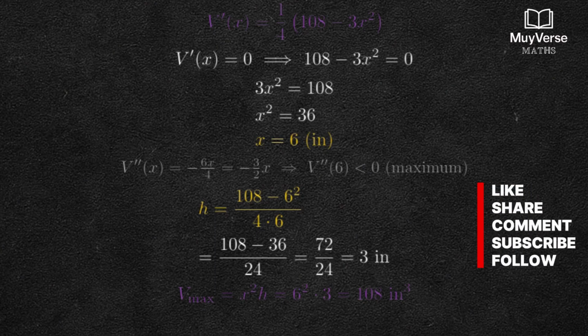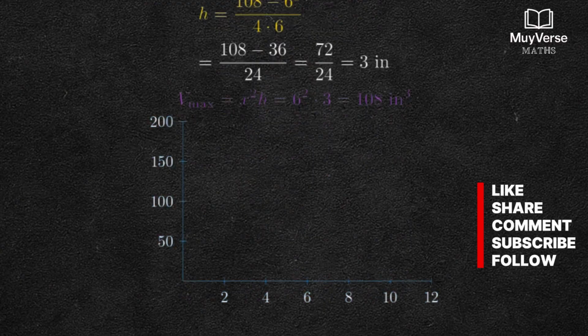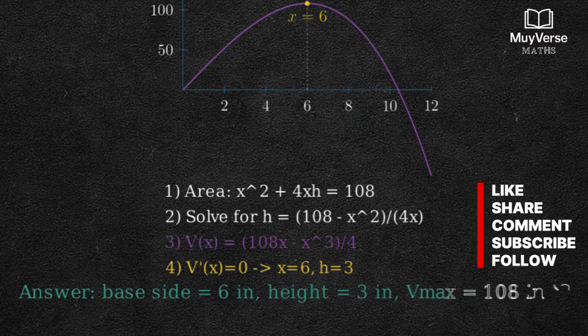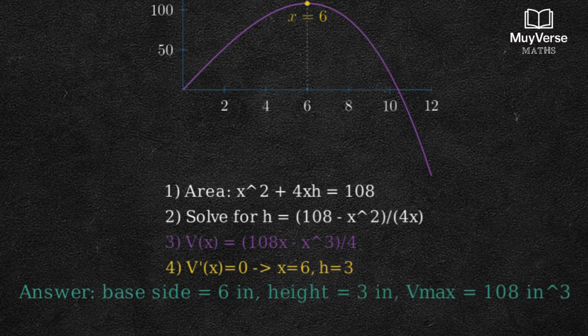Quick visual cue. The purple curve is the volume as a function of x. The peak at x equals 6 is the maximum. For steps, set up the area constraint, express h, write V of x, take the derivative, and solve V prime equals 0. Final dimensions: base side 6 inches, height 3 inches.